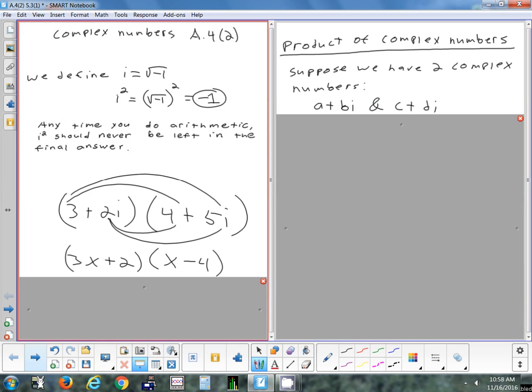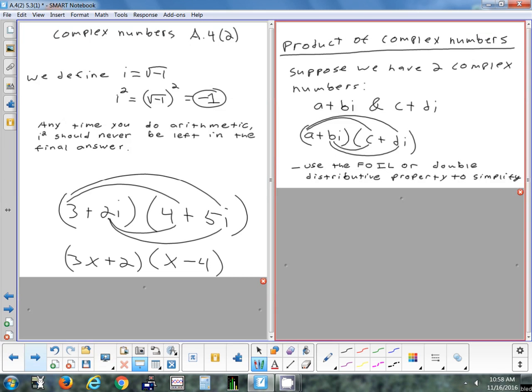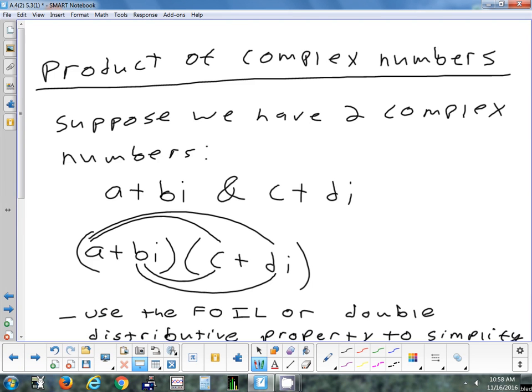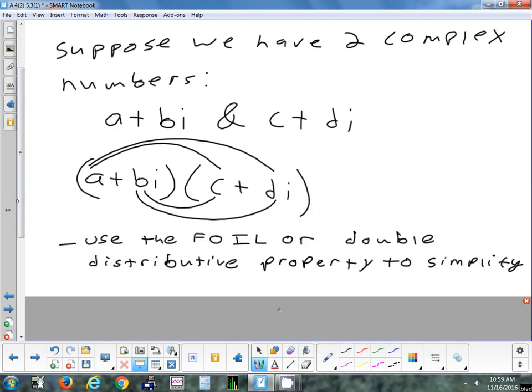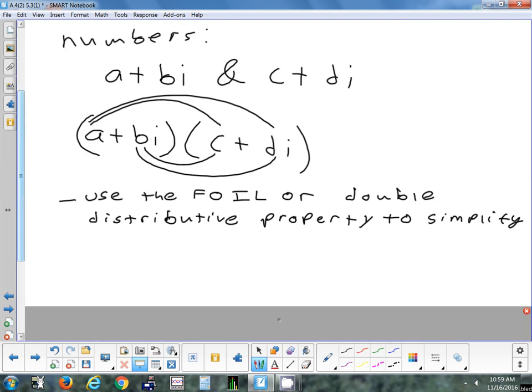Okay, Marquise, do you see any like terms I can put together there? 2I and I. So the I and, what did you say the other one was? Negative 2I. Yeah, the negative 2I. What do you get if you combine negative 2I with positive I? Well, think of it this way. Negative 2 plus 1. Negative I.